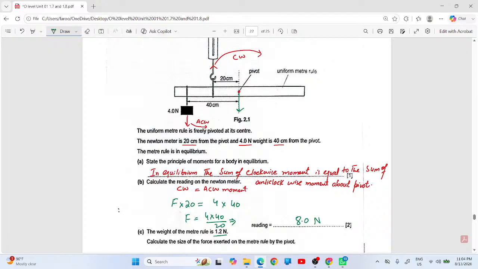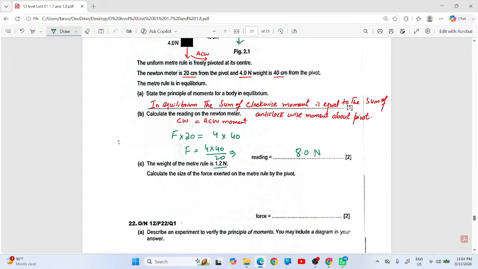So how many forces do we have? We have 2 downward forces and 1 upward force. Downward is 4, 1.2.